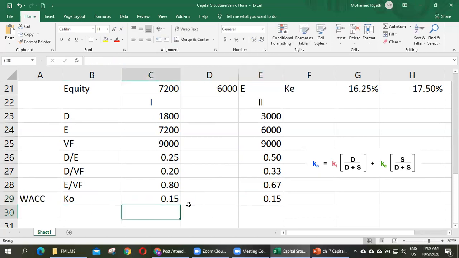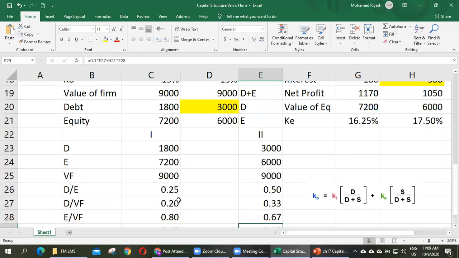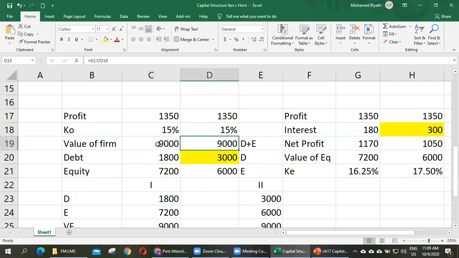There is no change here. That's what the theory says, right? Here the value of the firm also remains unchanged.